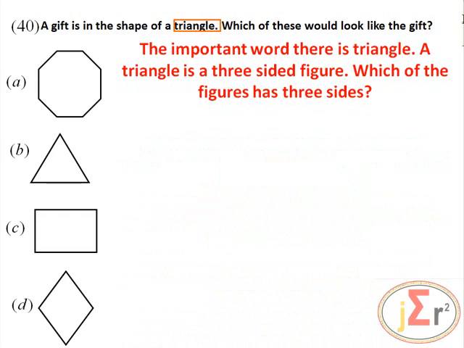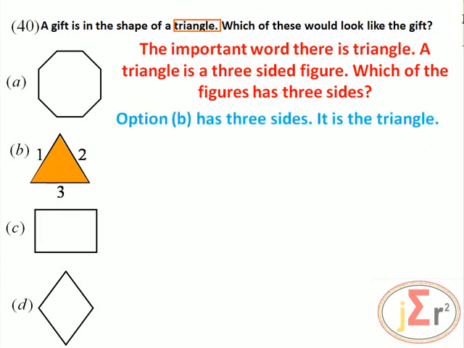A triangle is a three-sided figure. Which of the figures has three sides? Jerry said option B. Count them. 1, 2, 3. No difficulties. Option B is the one that will look like the gift, because the gift is in the shape of a what, Jerry? Triangle. Right. Option B is correct. Three-sided figure, it is a triangle. But we will not leave the others alone.